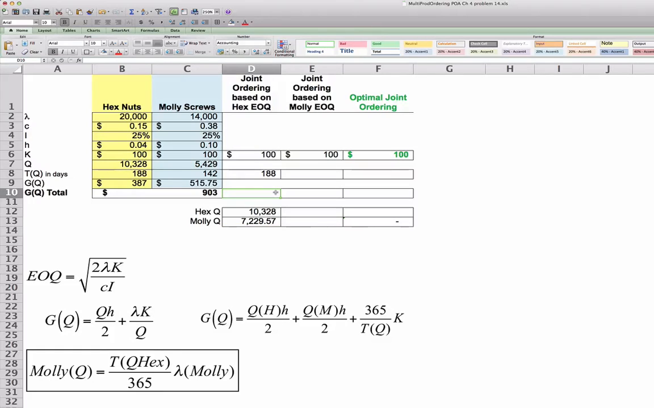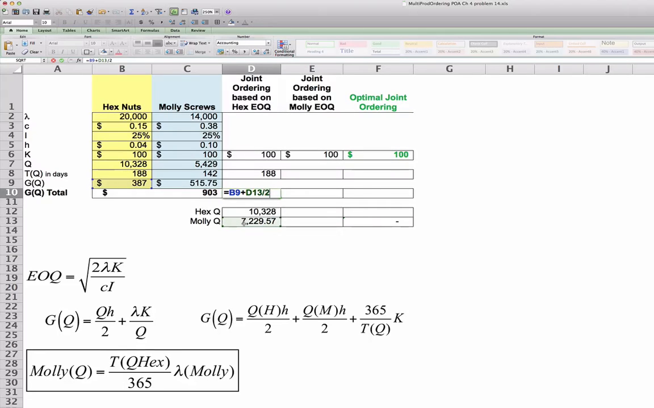Now the next question then, of course, is what would be our total cost in this case? Well, I can actually answer this quite easily, simply because the total cost will now comprise three elements. Number 1, the annual order placement costs, then the holding costs for hex nuts, and the holding costs for molly screws. This figure right here of 387 includes the annual order placement cost and the holding costs for the hex nuts. So really all I need to do is add here the holding cost for molly screws, which of course is Q over 2 times H.